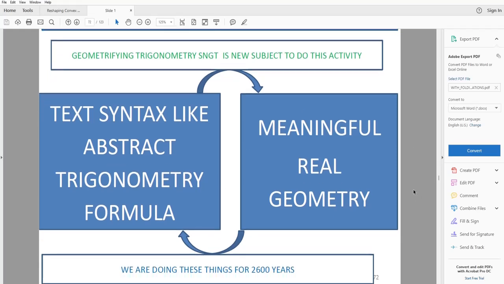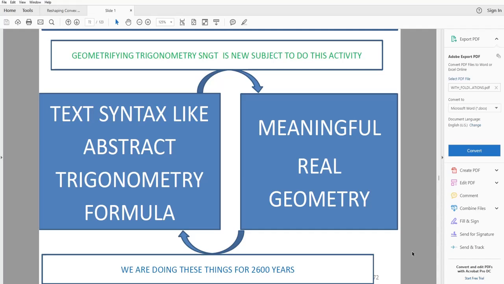In the height and distance kind of problems, where the real geometry problems or the survey problems were forcefully converted into trigonometry expressions, that was called trigonometrifying geometry. That means when you have a geometry problem, you are converting it into a trigonometry problem. That is trigonometrifying geometry, where the reality is converted into abstract things. But Sanjoy Nath's Geometrifying Trigonometry, SNGT, is doing the reverse thing, which is geometrifying trigonometry.